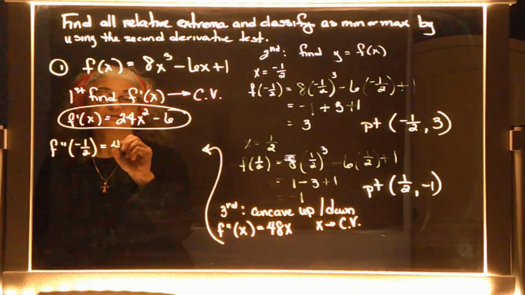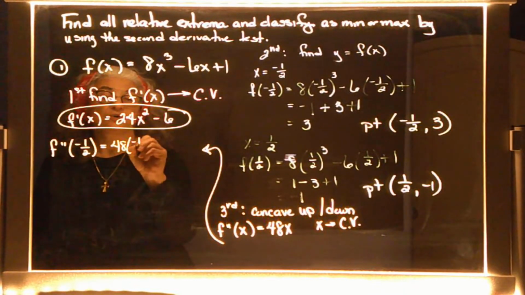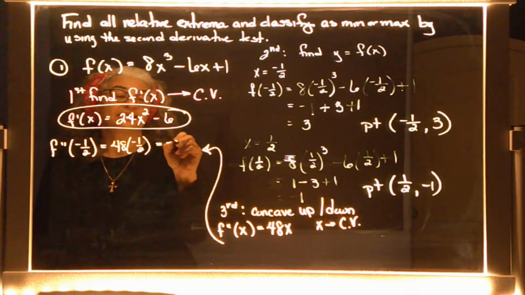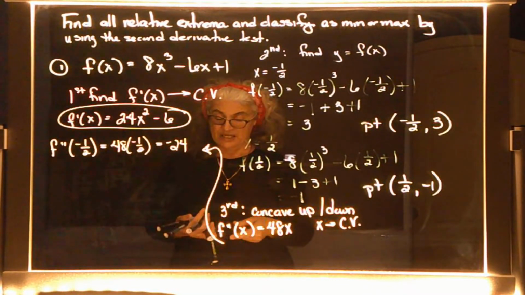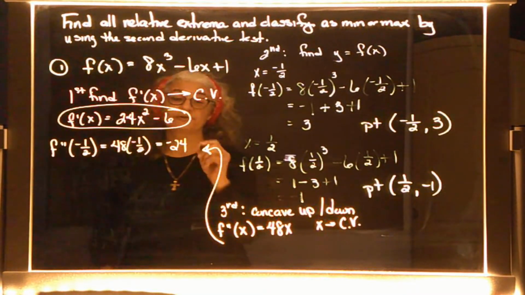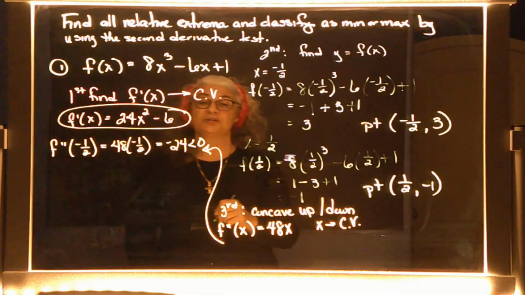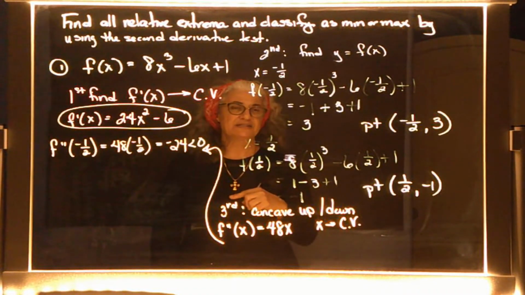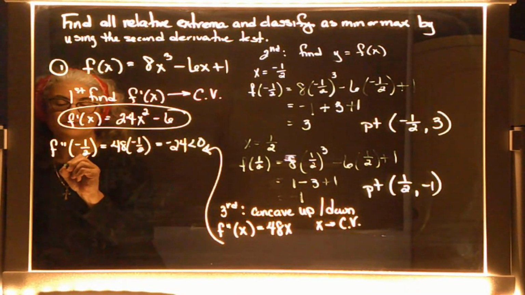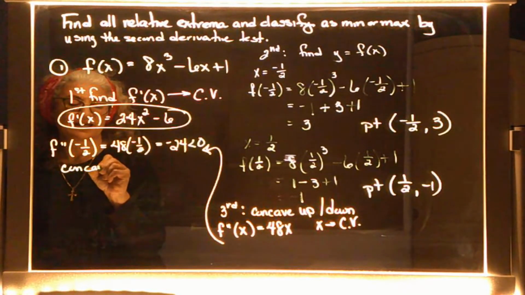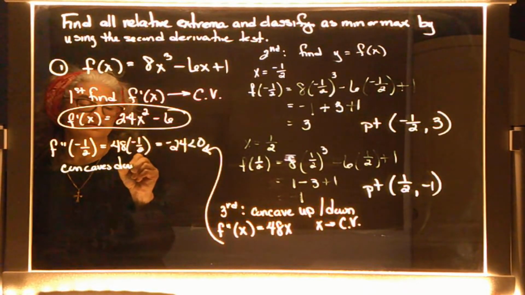So when I plug it in, we get -24. Now, -24 is less than 0, isn't it? Since it's less than 0, which way does it concave? Yeah, less than 0 means this one concaves down.